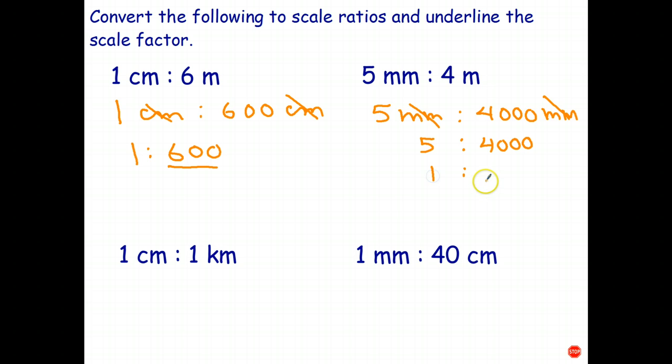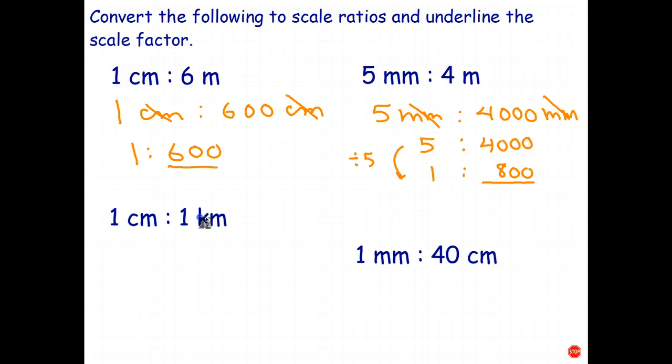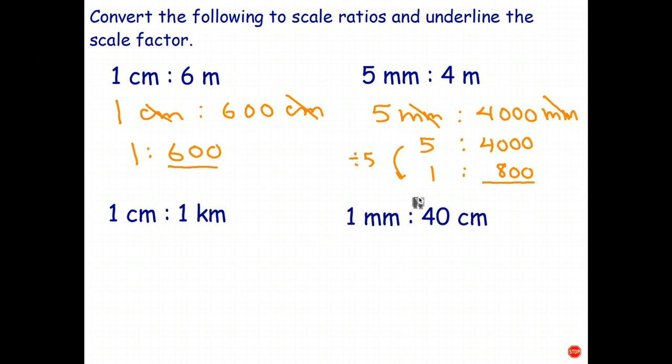I want to get that 1 is to something, so I divide by 5, and 4,000 divided by 5 is 800. So that is the same as a scale ratio of 1 is to 800, and the scale factor is 800. Okay, you have a go, please, at the next two questions. Okay, let's go and work through these.